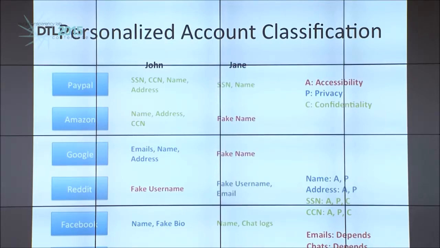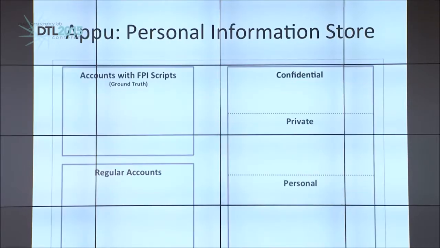For example, for John, since he has given a credit card number, Amazon is confidential, versus for Jane, she just has some random account with a fake name. At the same time, for Reddit, both of them have fake usernames and think that this is the least important site. But Jane has given an email, which closely resembles her real life name. So it becomes a privacy class for that password.